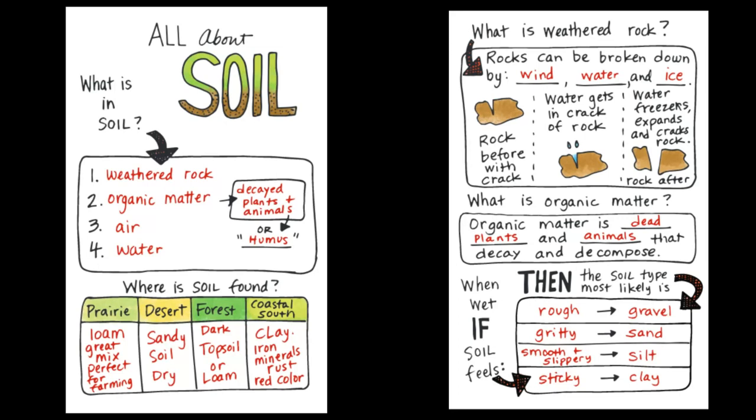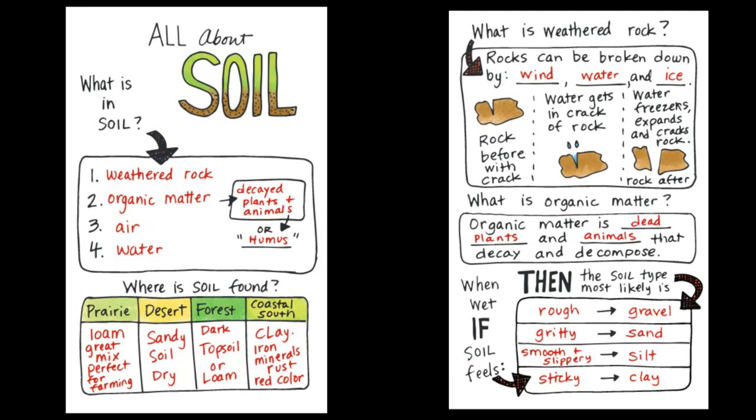So what is weathered rocks? That is pieces of rocks that were broken down by wind, water, and ice. So again, water gets in the crack and it freezes and expands. The water breaks it down over time. Wind breaks it down over time, but it's just broken down rock. Organic matter is dead plants or animals that decay and decompose. This is where a lot of the nutrients come from. When we talked about decomposers, that would be where organic matter comes from and how it's added to soil.